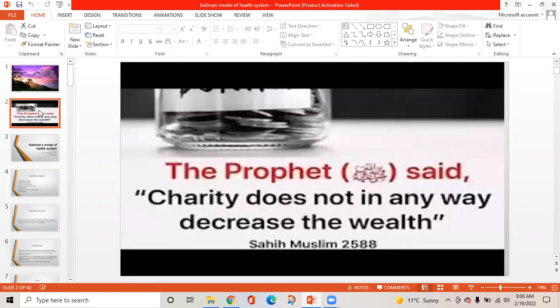A quote of the day is, "The Prophet said, charity does not in any way decrease the wealth."